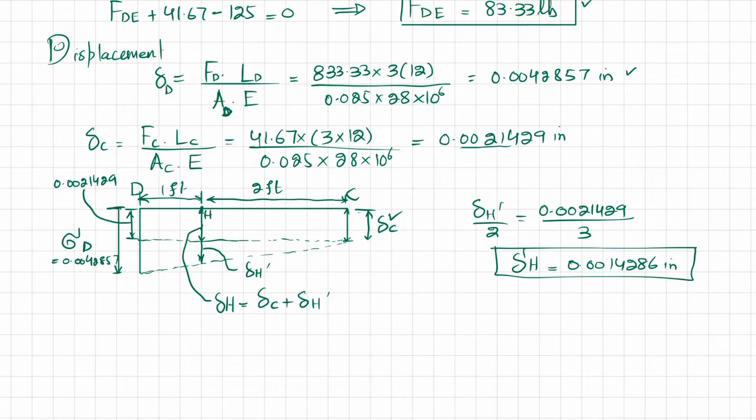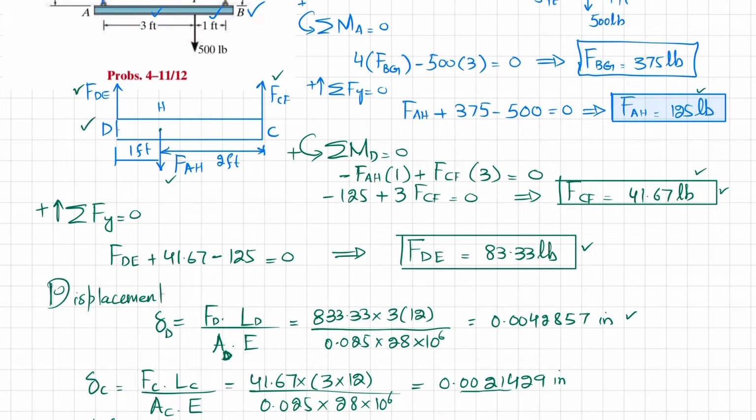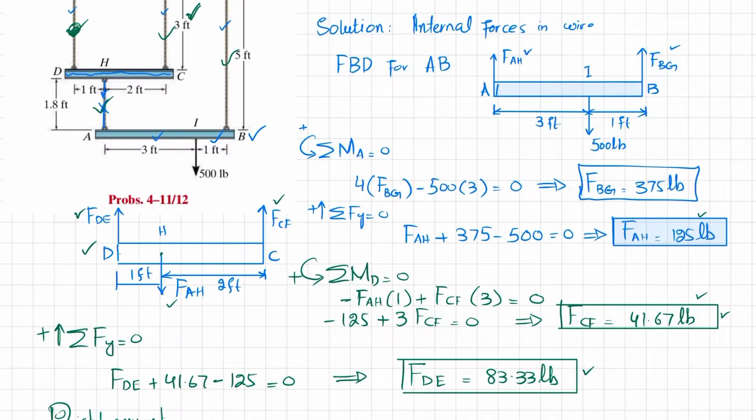Okay. So we know that the total displacement of point H is equal to del C, which is 0.0021429, plus del H dash, 0.0014286. So the total displacement of point H comes out to be 0.0035714 inch. Okay, so this was for member DC. Clear?